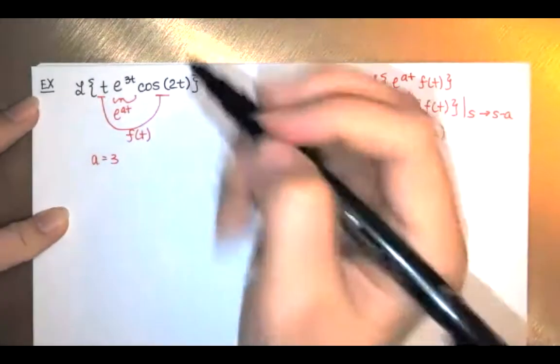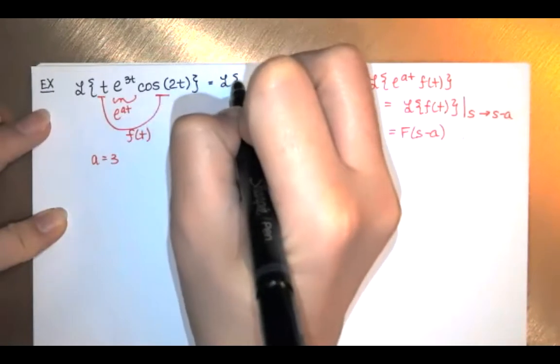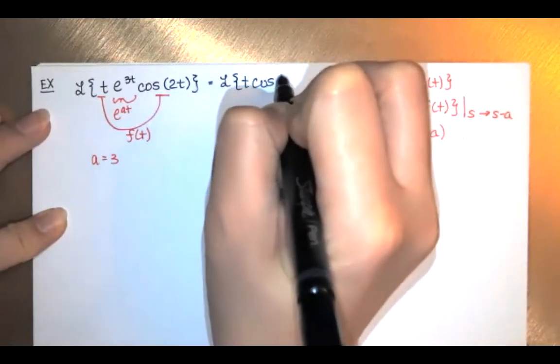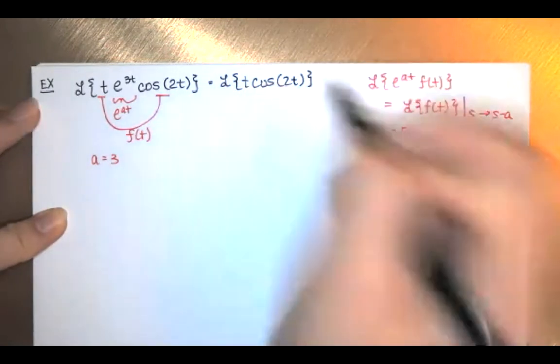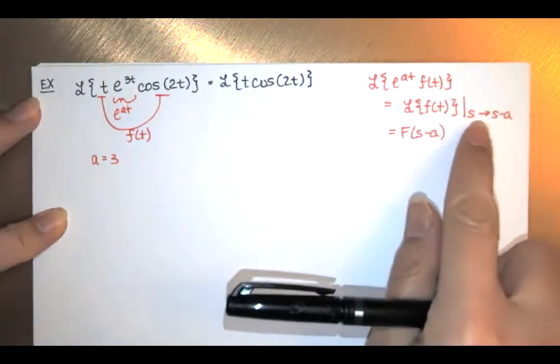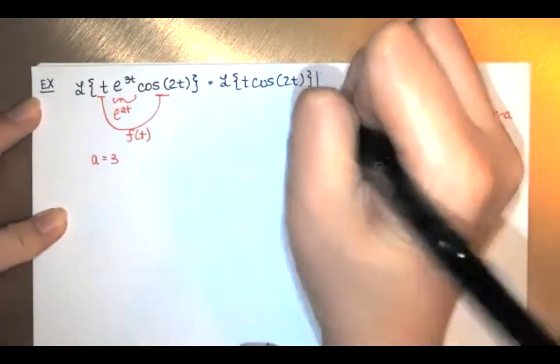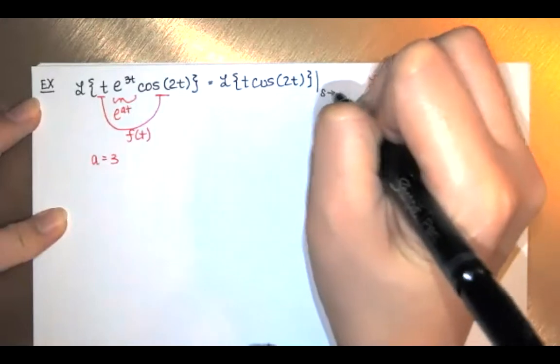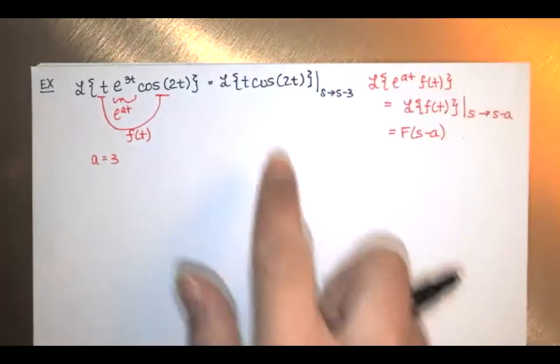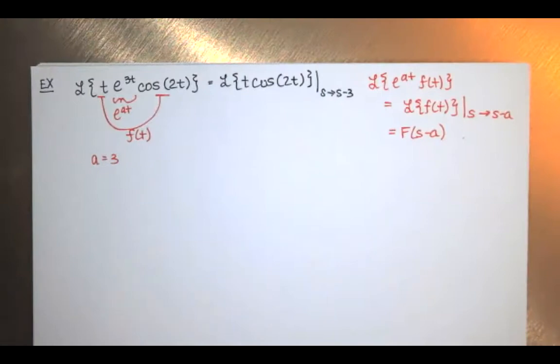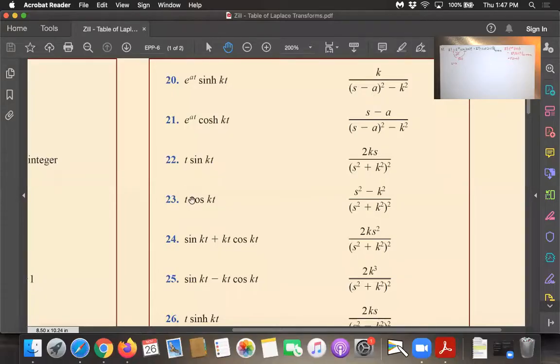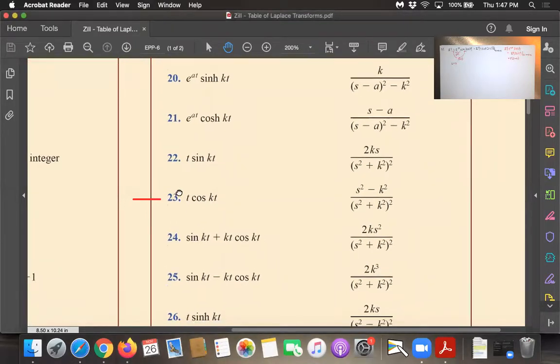And according to this, it is equal to the Laplace transform of t times cosine of 2t. And then we replace the s with s minus a, and a is 3, so we're going to replace the s with s minus 3. So I'll go to my table of Laplace transforms and look for this one. And it's actually right here on this page. It's number 23. Got t times cosine of 2t right there.